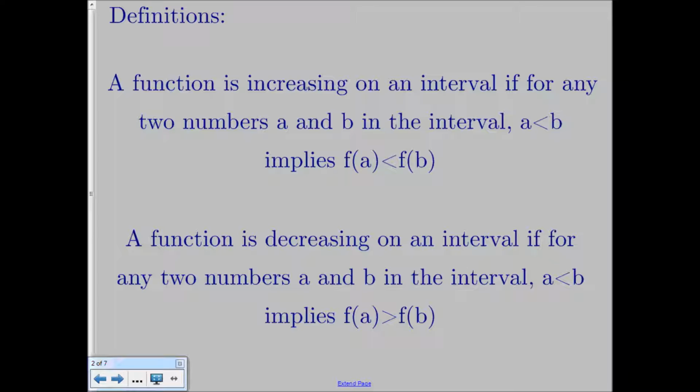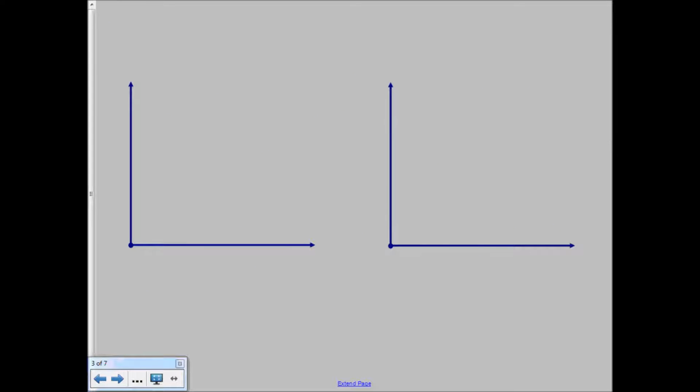And then it's just the opposite for decreasing functions. A function is decreasing if you have any two x values in an interval and you know that a is less than b, if the y value for the first x value is larger than the y value for the second, it's a decreasing function. So that's a lot of words and a lot of symbols. So what does that really mean?